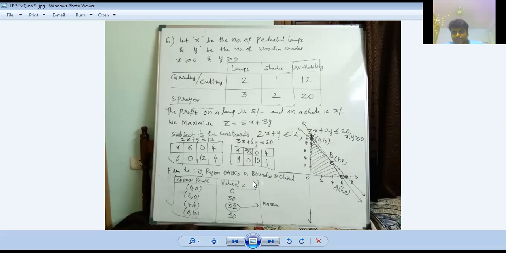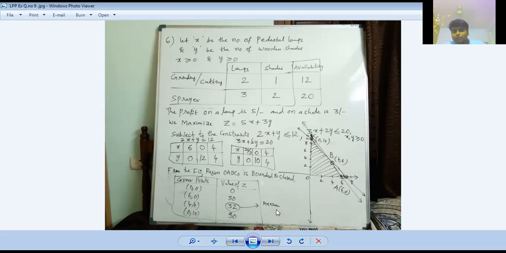Then we'll take the table solution, right? So (0, 0), (6, 0), (4, 4), (0, 10) and the value of z. What is z here? 5x plus 3y. Substitute these points. We'll get the maximum value is 32 at (4, 4).